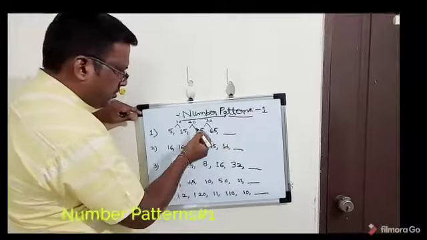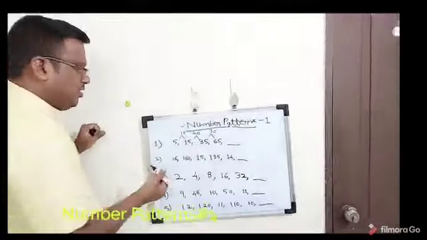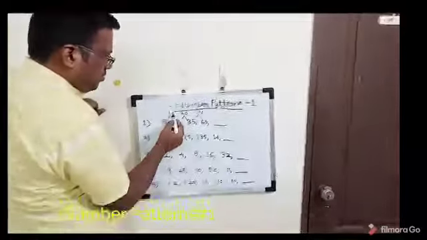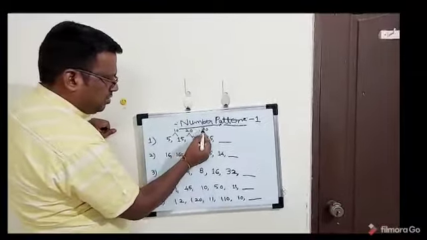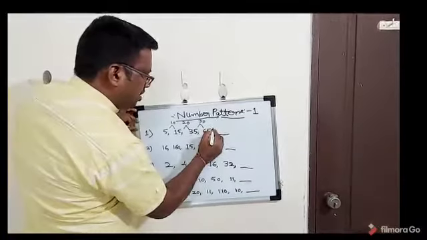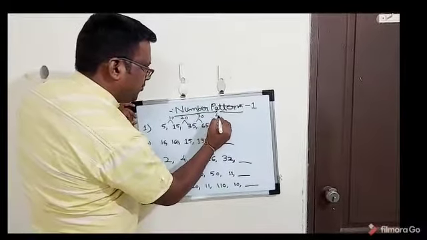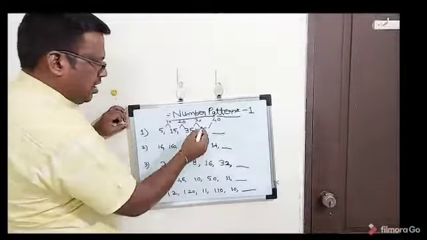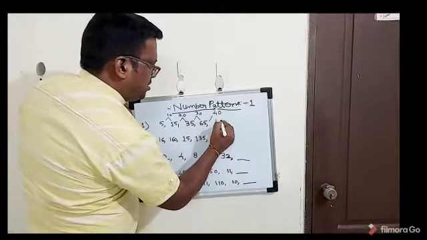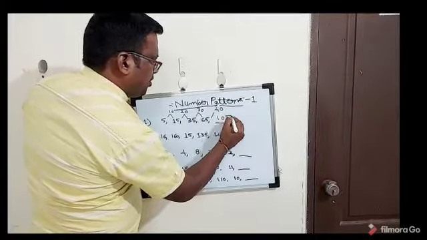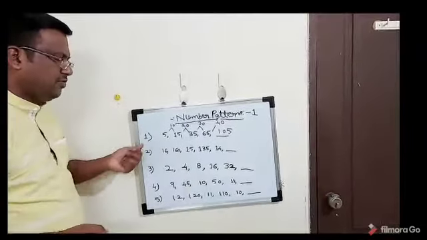So from here we can find the answer very quickly. The difference is growing: first the difference is 10, second 20, third 30. So definitely the next difference will be 40. So the answer will be 65 plus 40, that is 105. So this is the way you will solve the first problem.